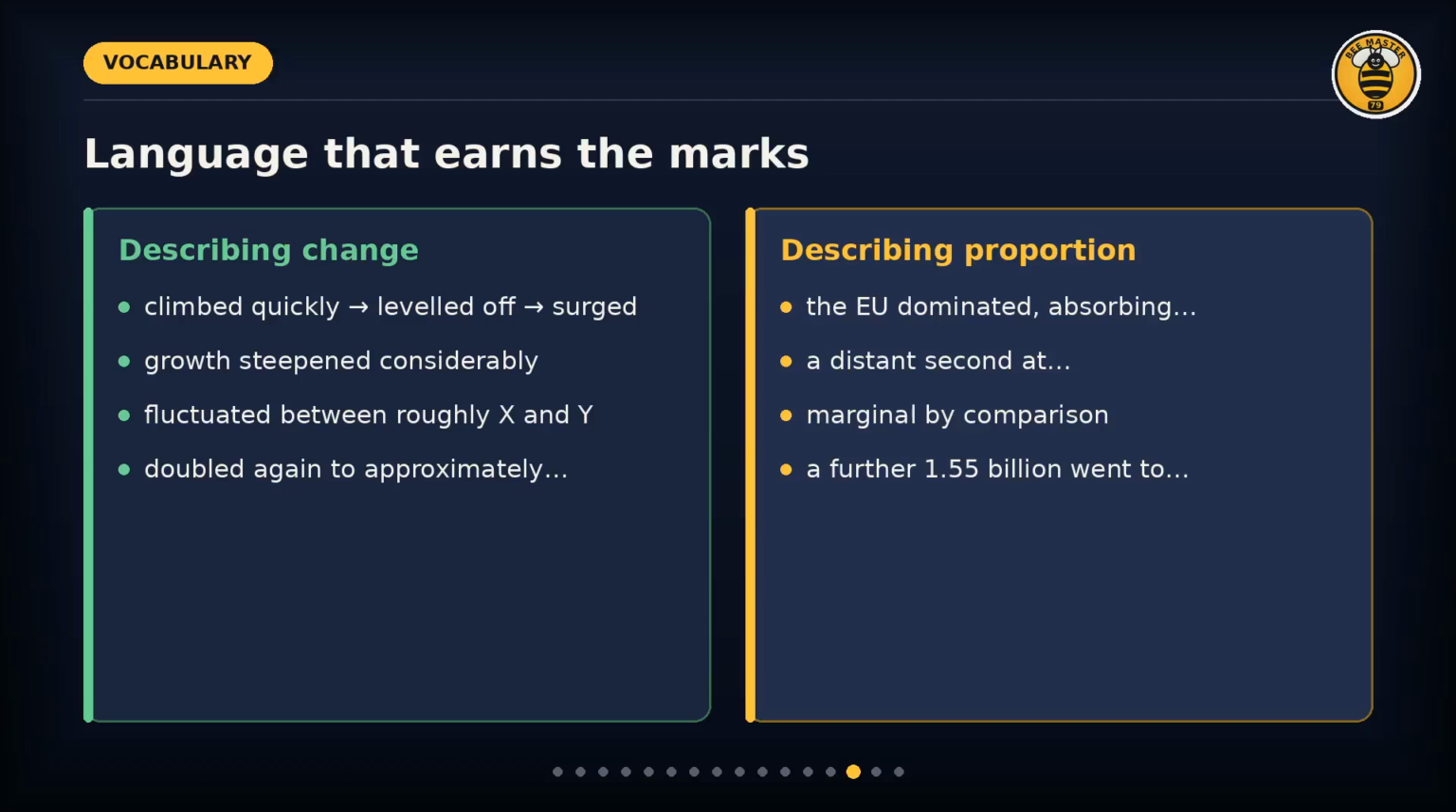Before we finish, the language that earns the marks. For change: climbed quickly, leveled off, surged, growth steepened considerably, fluctuated between roughly X and Y. For proportion: dominated, absorbing, a distant second, marginal by comparison, and a further 1.55 billion went to. Learn these as whole phrases, not as single words.